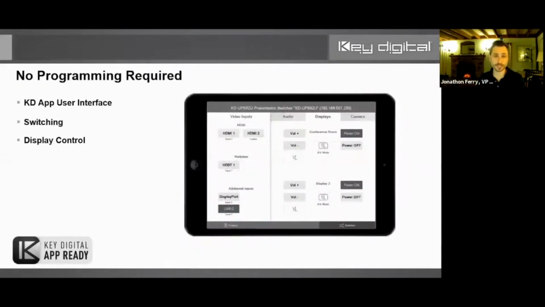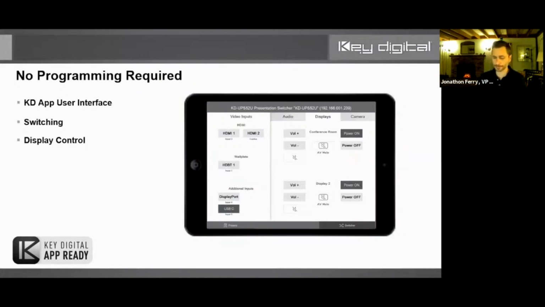So you see here the default look of the app, we have our switching, our sources on the left-hand side, and in the text there, you could see that's the friendly naming that we could adjust. And on the right-hand side, we could turn on and off the displays, up to 2 displays that are connected, and they must be CEC supported. This is control over HDMI. You don't need to connect any additional wiring, no IR, no RS-232.